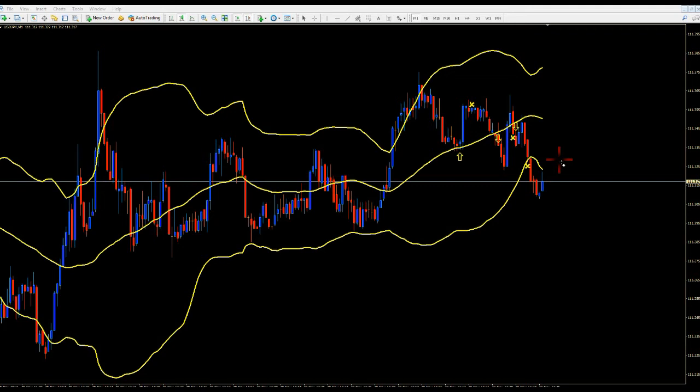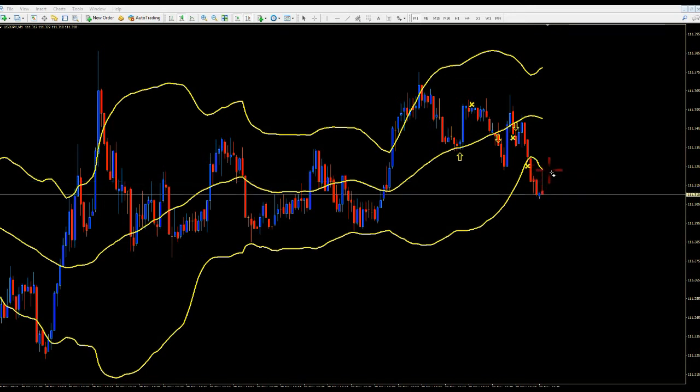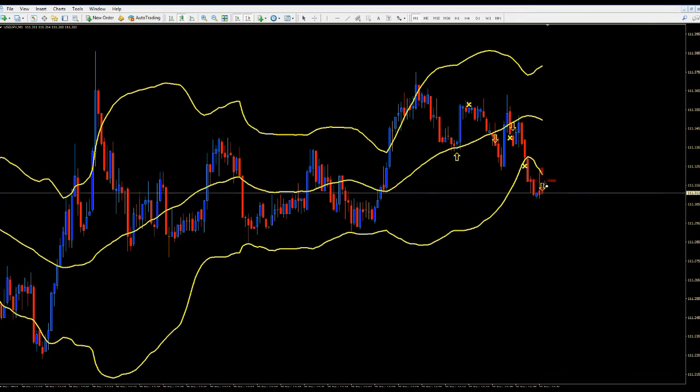And then we entered on that candle when it closed in the middle of the Bollinger Band, but unfortunately it bounced back and closed just a pip or so above our price. But then the next red candle actually closed below, so we got a second entry there for another 5 minutes, which you can see.